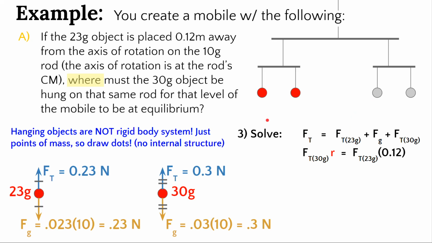All right. So plugging in my force of tension for my 30-gram object, that's 0.3 times 10. I'm trying to figure out where to hang that, and I'm going to set it equal to my force of tension for my 23-gram object, that's 0.23 times 10, times that radius, 0.12. So I'm going to divide both sides by 0.3 to get r by itself, and I'm going to solve for r, and I'm going to get 0.092 meters. So 9.2 centimeters away from my center of mass is where the 30-gram mass has to be hung on that rod.